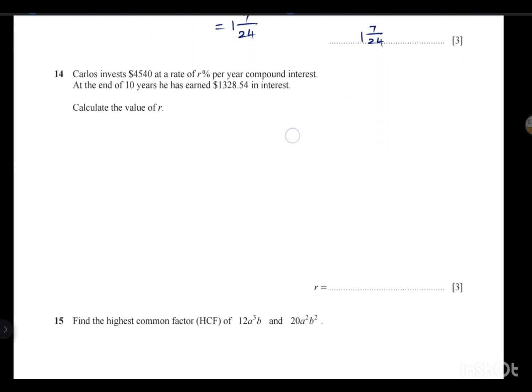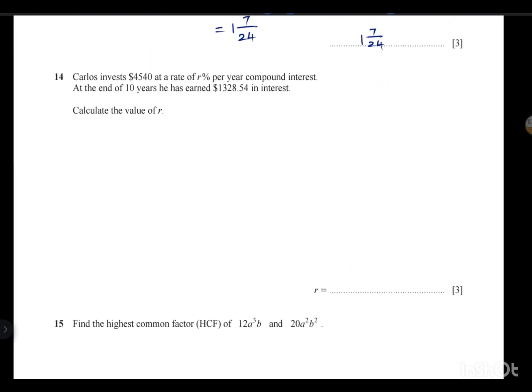Question 14. Carlos invests $4,540 at a rate of R% per year, compound interest. At the end of 10 years, he has earned $1,328.54 in interest. Calculate the value of R.